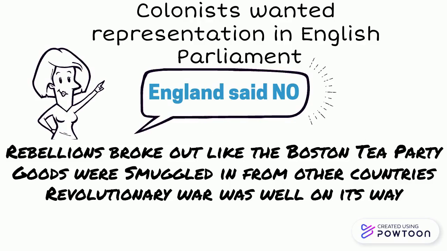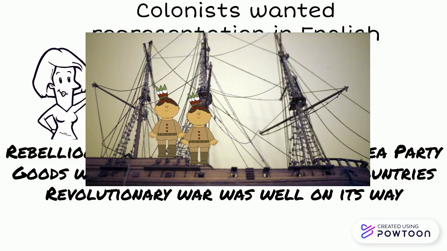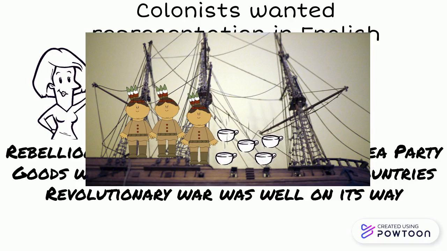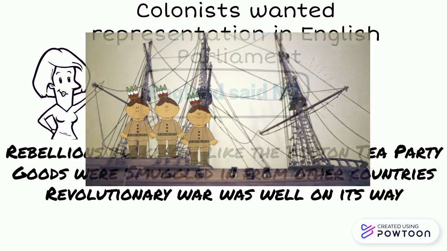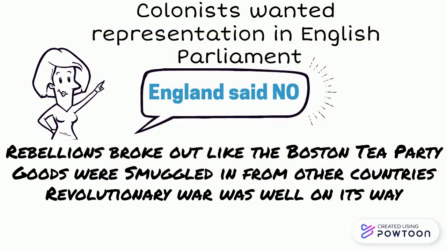One of the most famous rebellions was the Boston Tea Party, where the Sons of Liberty dressed as Native Americans and dumped 92,000 pounds of tea into the Boston Harbor. A combination of all of these things blazed a trail leading to the Revolutionary War.